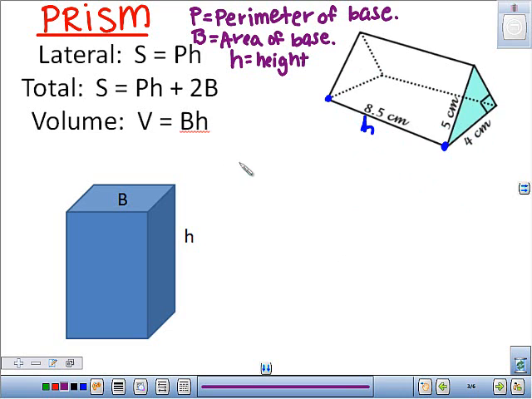We'll start with the lateral surface area. Perimeter of the base times the height of the prism. So first I'm going to come off to the side and find the perimeter of my base. My base is a triangle. Perimeter just adds all of the sides. So we have a 4 and a 5. We don't know what this side is. We need to solve for it before we can get perimeter.